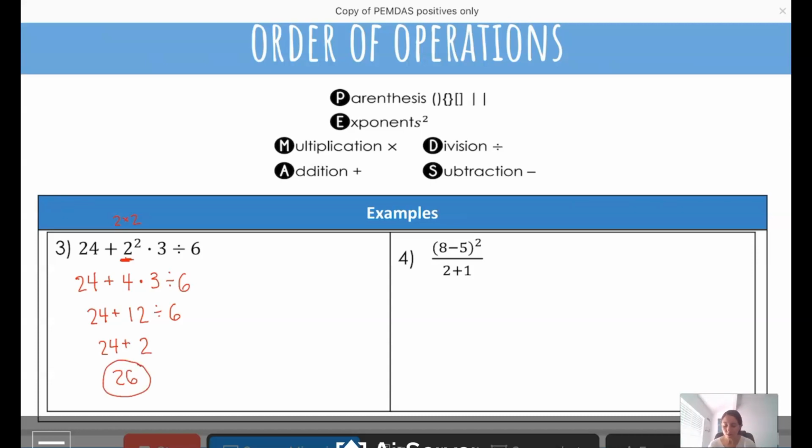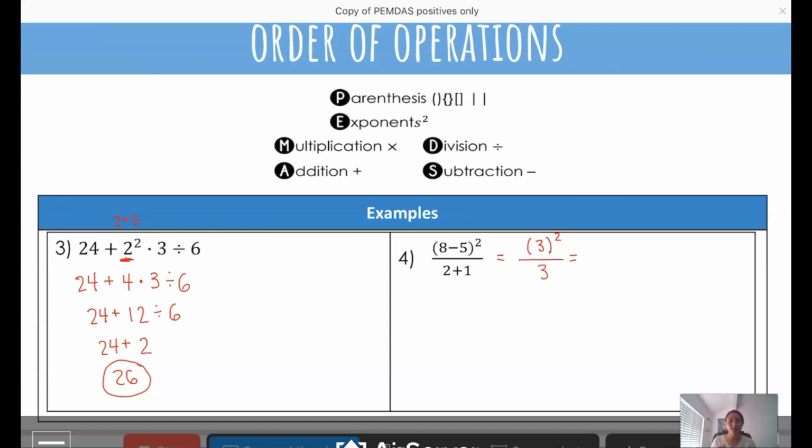Let's look at number 4. Number 4 says the quantity 8 minus 5 squared divided by, or all over, 2 plus 1. So I need to do what's inside my parentheses first. So 8 minus 5 is 3. And then I need to remember that exponent goes right above it. All over 2 plus 1. And I can actually simplify the bottom. 2 plus 1 is 3.